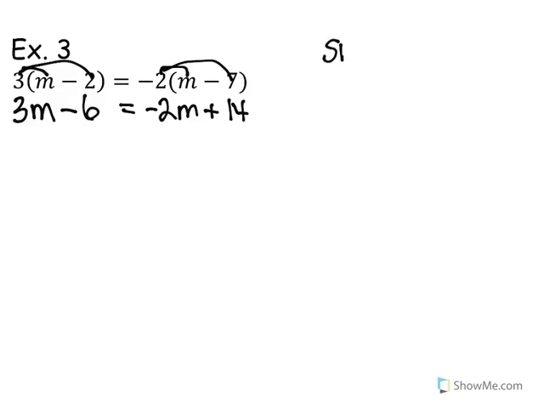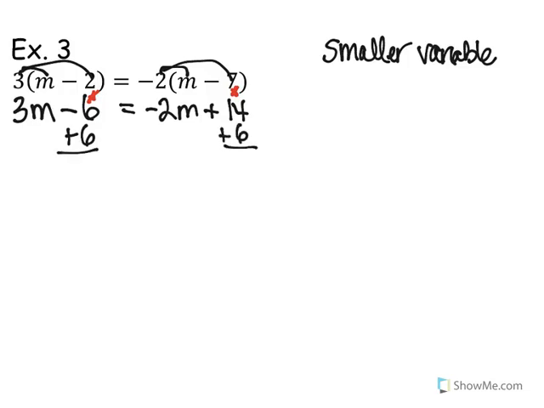Same process. Let's focus on the smaller variable. Is it 14 or is it negative 6? Negative 6. Then negative 6 needs to be moved. So I'm going to add 6 to both sides. You with me? 6's cancel. 3m is alone on the left. So I'm going to do negative 2m plus, what's 14 plus 6? 20. Okay.